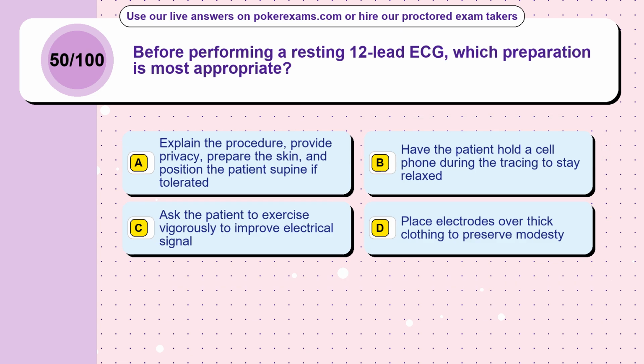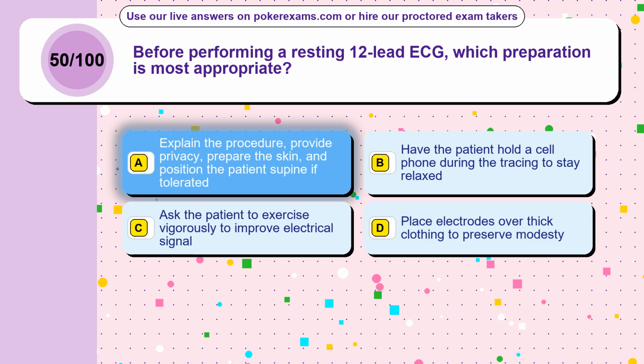Question 50. Before performing a resting 12-lead ECG, which preparation is most appropriate? Option A. Explain the procedure, provide privacy, prepare the skin, and position the patient supine if tolerated. Option B. Have the patient hold a cell phone during the tracing to stay relaxed. Option C. Ask the patient to exercise vigorously to improve electrical signal. Option D. Place electrodes over thick clothing to preserve modesty.